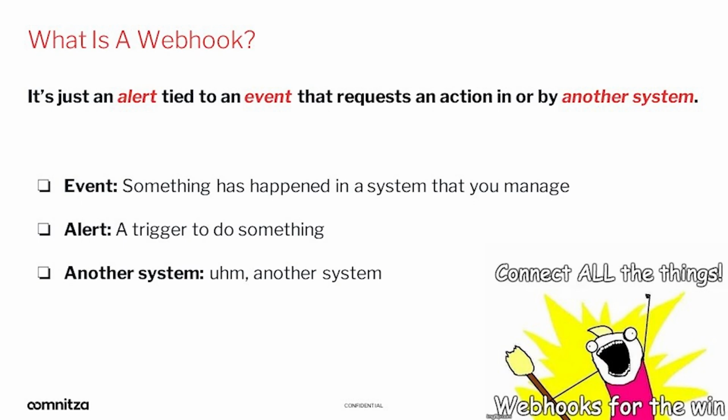Let's break that down a bit. An event is something that happens in a system you manage. Maybe not in Oomnitza, but in something like CrowdStrike, Azure, Jira, Zendesk, or ServiceNow. An alert is a monitor you set on that event to say, hey, when this event happens, I want to do something in another system. And that's really all there is to it.